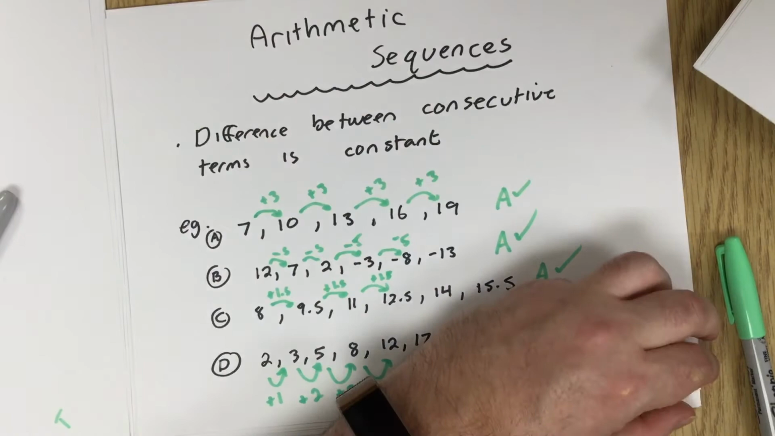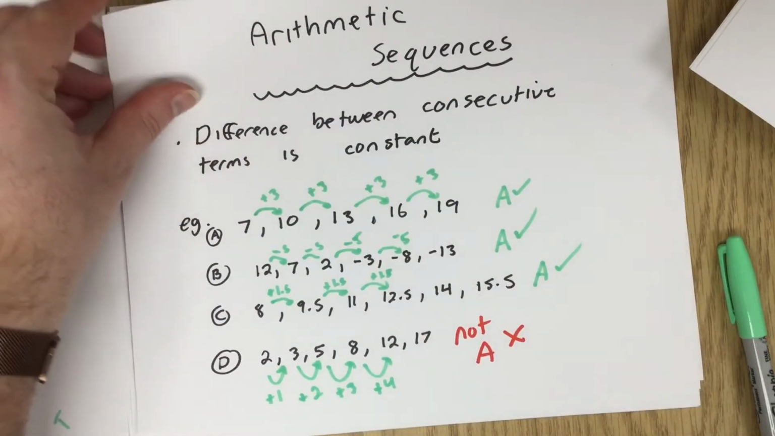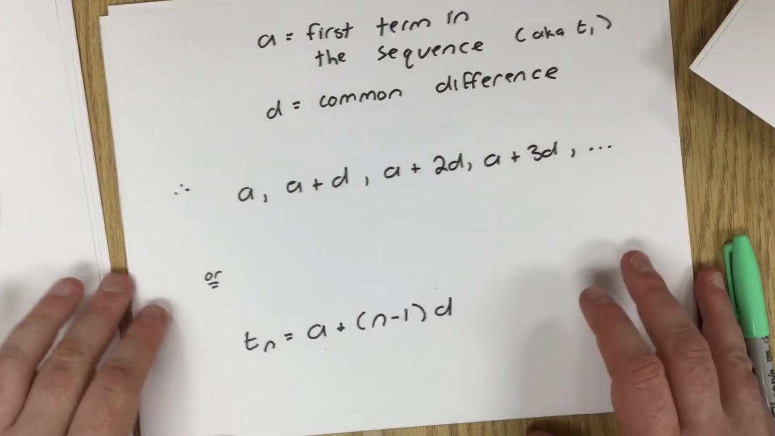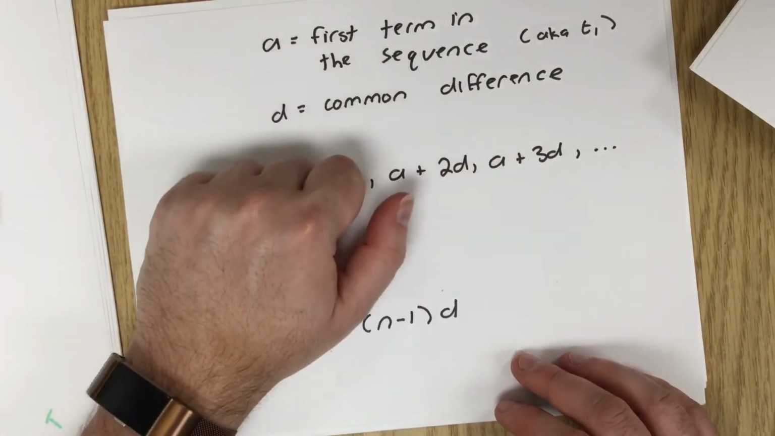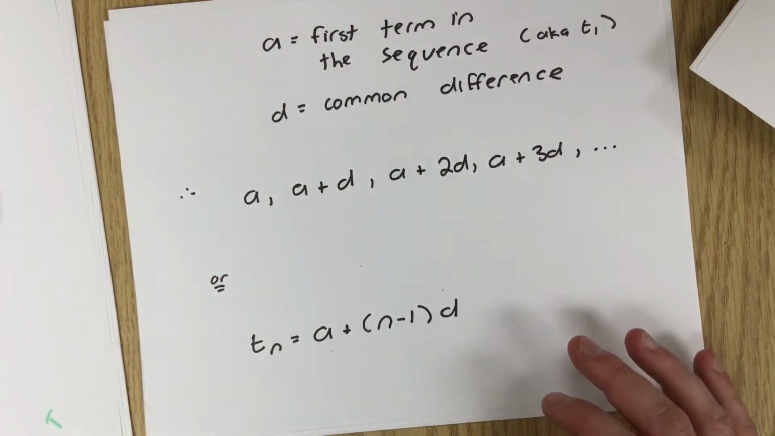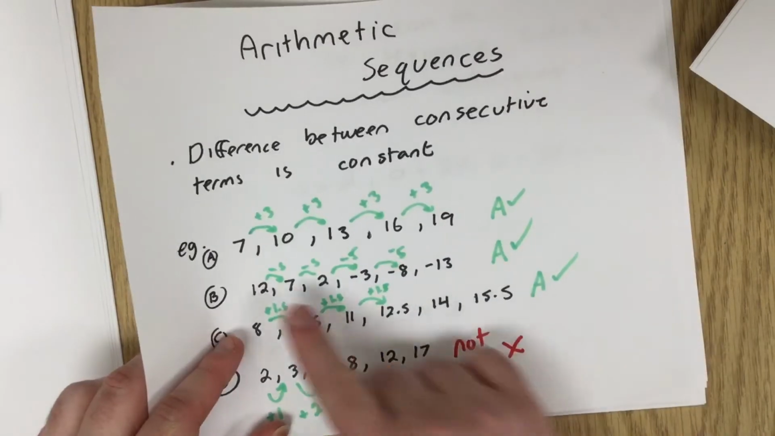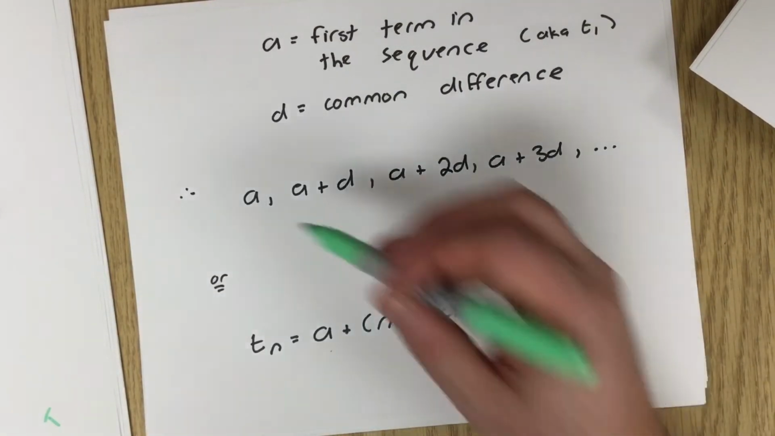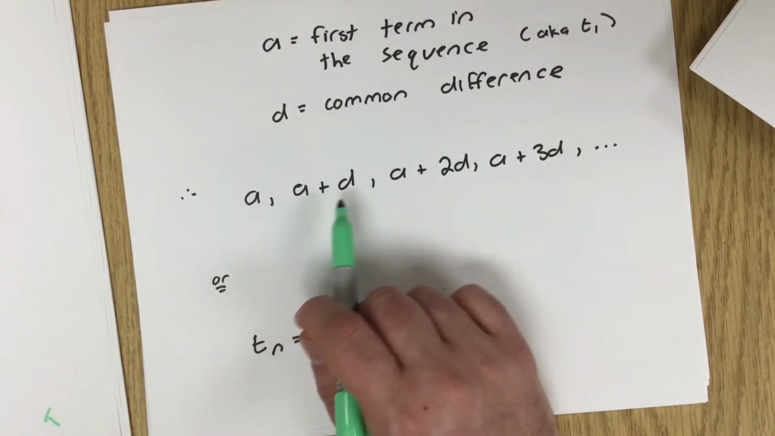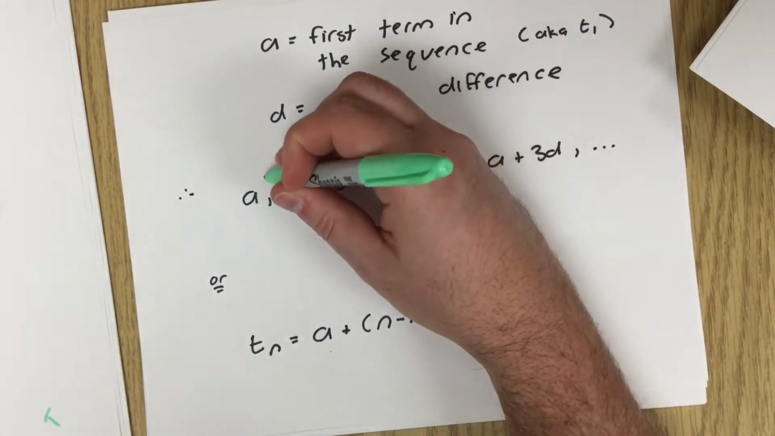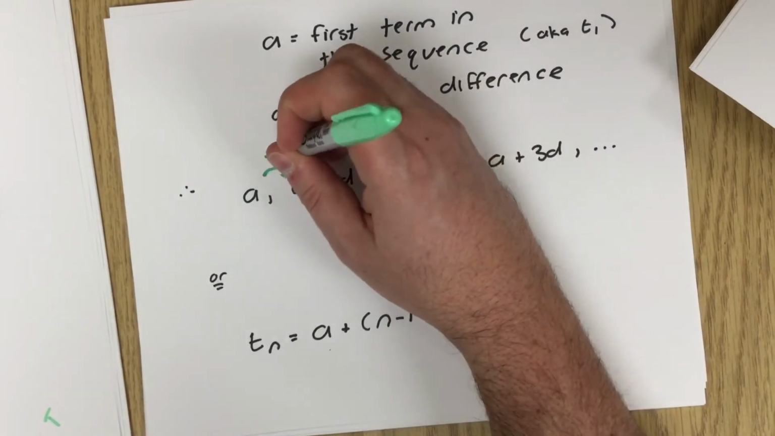Now, let's say a sequence is arithmetic. We're going to have some variables that we associate with it. So the first term of the sequence, T1, we're going to call A. And the difference, being those green numbers over here, we're going to call D. So notice here, the first term is going to be A. The second term will be A plus D because it goes up by that much. Notice A, and then we added a D.